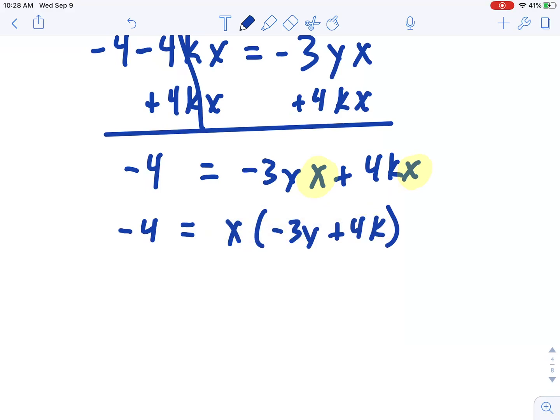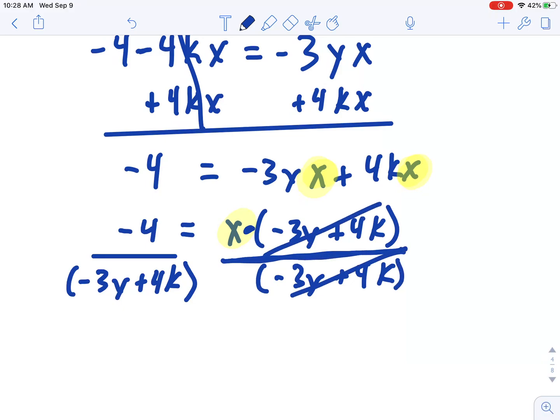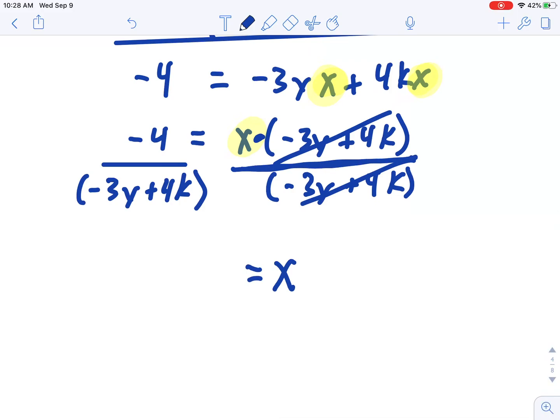The thing we're trying to isolate, it's common. You can see how I have it highlighted there. Right here, and you pull it out. Now, to isolate that, because this is times, we can simply divide both sides by that grouping in parentheses here. So divide this by negative 3y plus 4k. Obviously, when you multiply and divide by the same thing, those things cancel out. We get x over here. On this side, we get negative 4 over negative 3y plus 4k. This is correct.